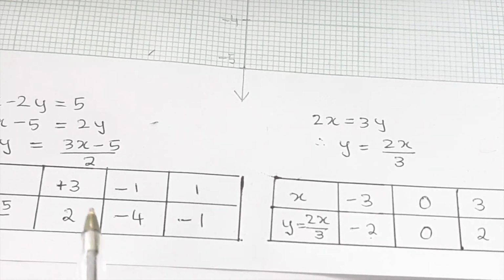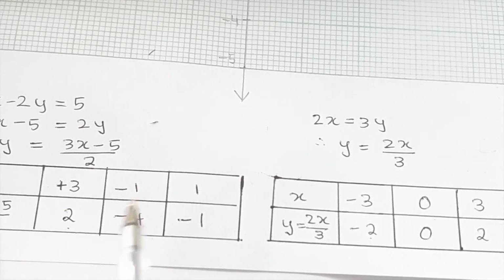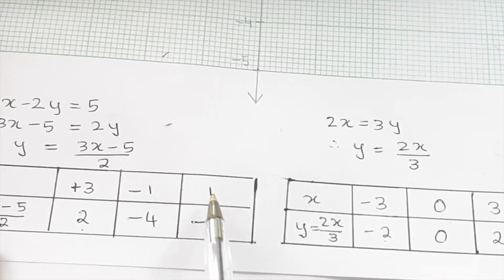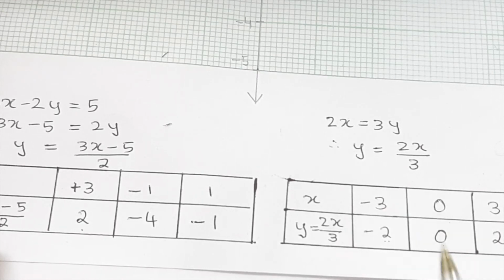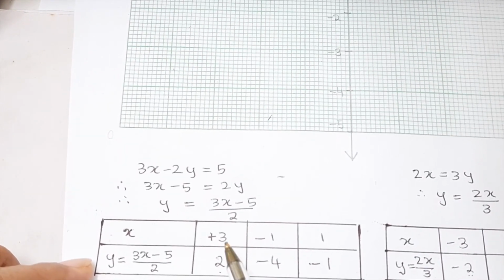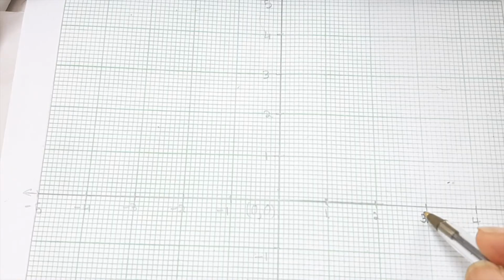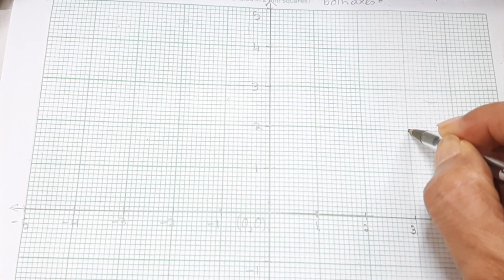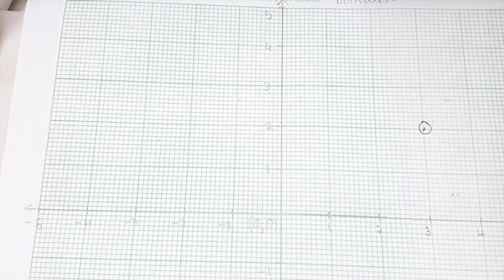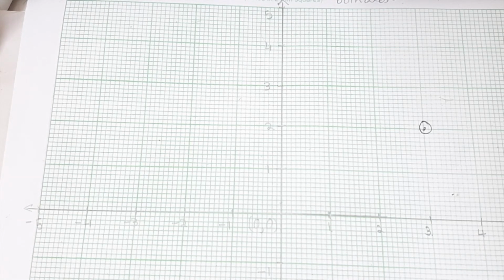So what are our points to be plotted? 3, 2; minus 1, minus 4; 1, minus 1 for this line, and minus 3, minus 2; 0, 0; and 3, 2 for this line. Okay, so let us see how we plot the points. Now I have written the table here. So the first point to be plotted is 3, 2. So this is 3 and this is 2, and this is a point. I'm marking it with ink because pencil will not show so clearly. The second point is minus 1, minus 4.